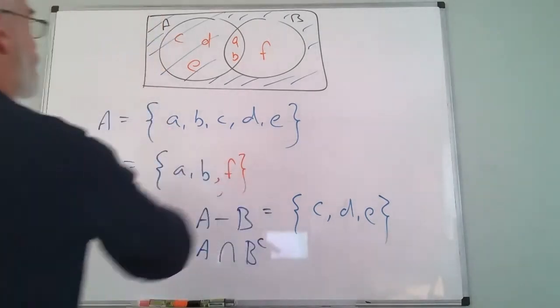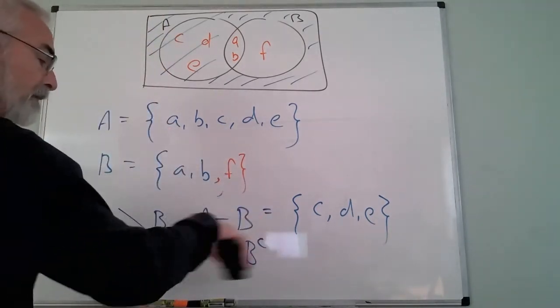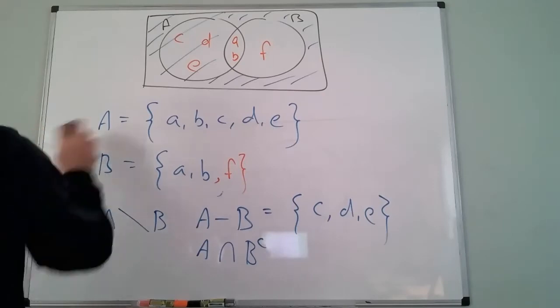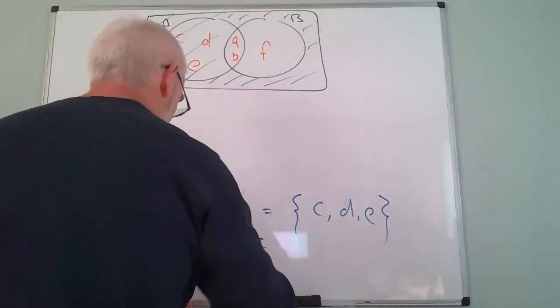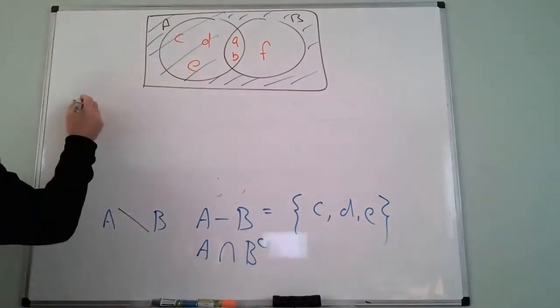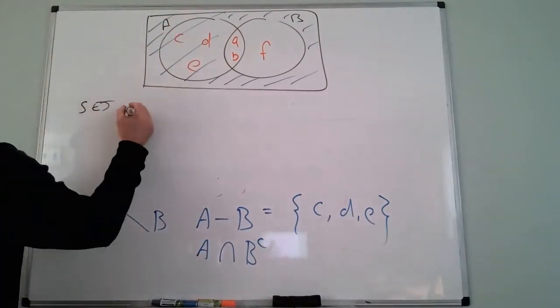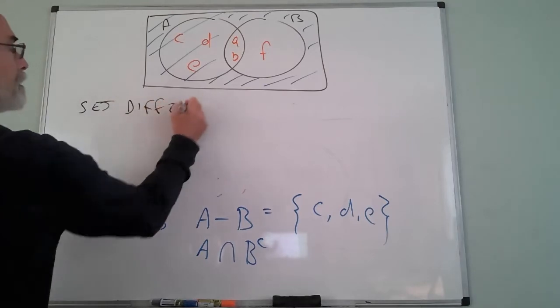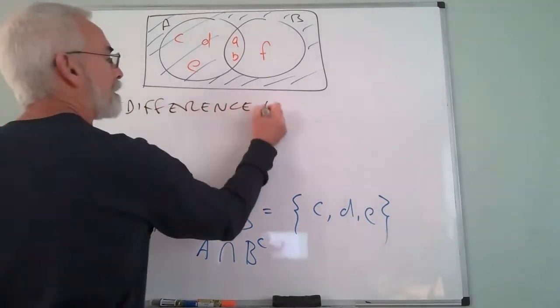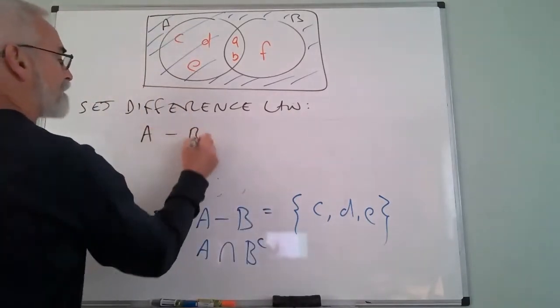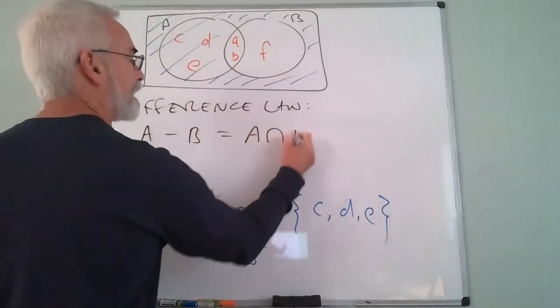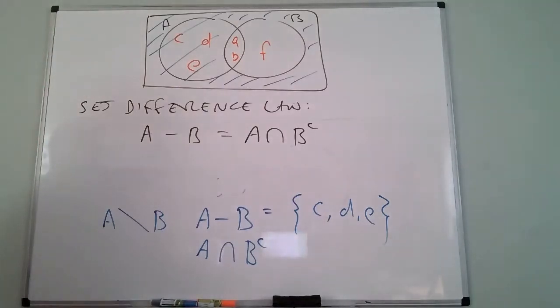So it turns out one of our most important formulas that we're going to learn today is this one right here. Let me go ahead and state it. And this is generally referred to as the set difference law. We like using the word law. And that's that A minus B is equal to A intersect B complement. And that is always true.